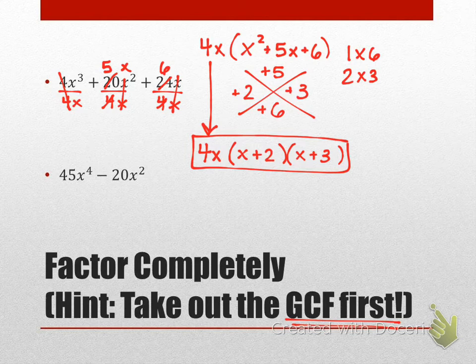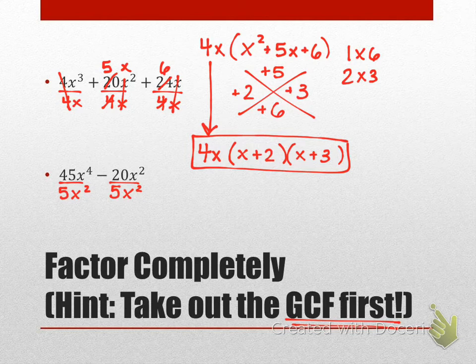45x to the 4th power minus 20x squared. So, like I said, factor completely. Hint, take out the GCF first. What is the GCF of 45 and 20? 5. Very good. How many x's can I take out? 2, because I'm looking for the smallest exponent.